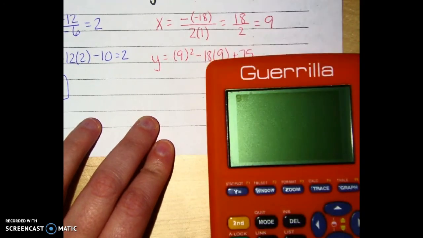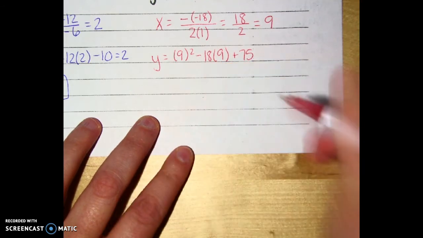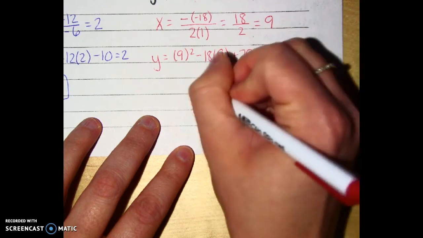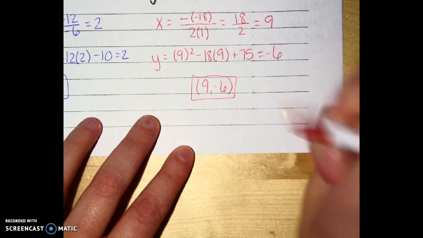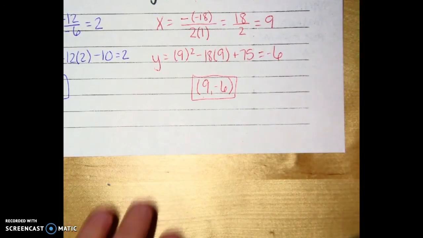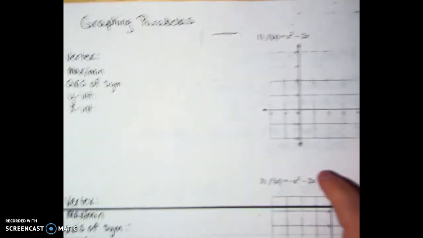So 9 squared minus 18 times 9 plus 75. Negative 6. So the vertex here would be 9, negative 6. Okay, so that is it for finding the vertex. Now flip it over, and we're still going to be finding the vertex, but it's a little more than that.